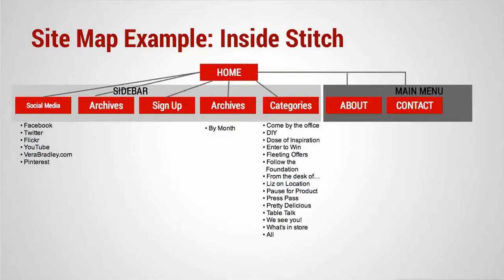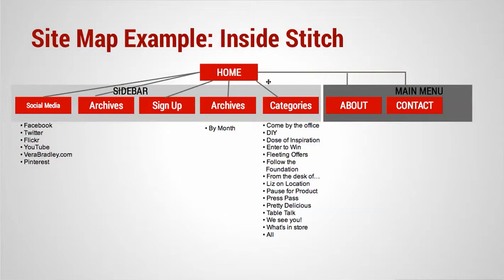Let's move on and look at some examples of sitemaps, because after you do your card sorting, you're going to create a sitemap. And here's an example. We've looked at the inside stitch from Vera Bradley quite a bit. And this is a sitemap showing the first level of site organization on their site. So there's a home page, and from the home page you can access a sidebar which has all of these materials in it: categories, archives, sign up to get a newsletter, archives, and social media. And then you can see for each I've listed any specifics. So for categories, I listed all the categories. For the social media, I listed all the social media.